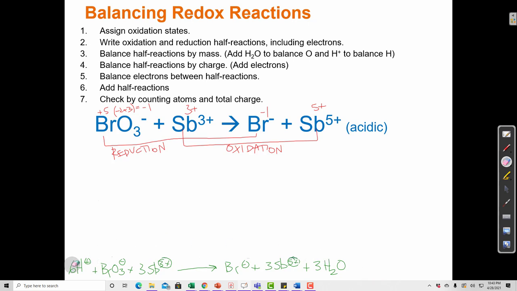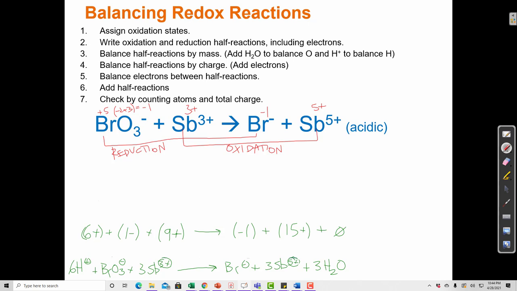Now let's check the charges. There's a lot of charges, so I'm going to have to keep track of this. 6 plus from the hydrogen plus 1 minus from the bromate plus 3 times 3, so that's 9 plus from 3 antimony 3 plus. All right, and then on this side I've got 1 bromine at minus 1 plus 3 times 5, so that's 15 plus. And then here, the charge on the water is 0, so plus 0.